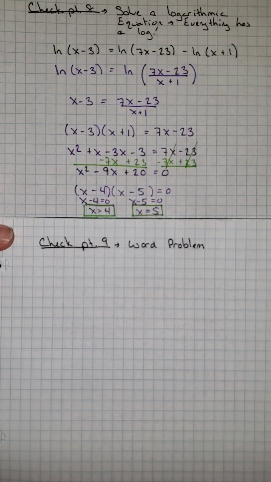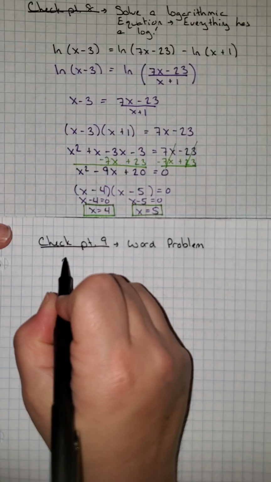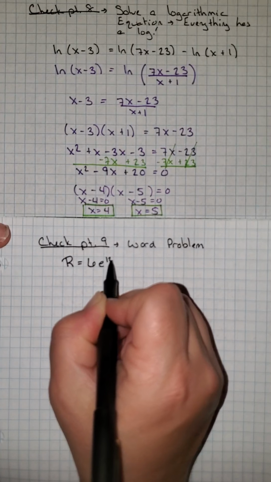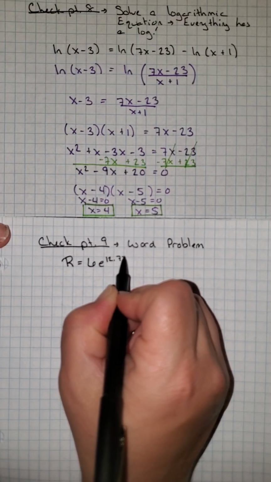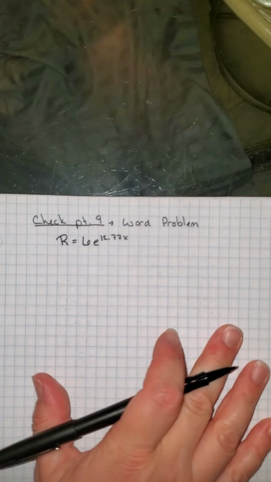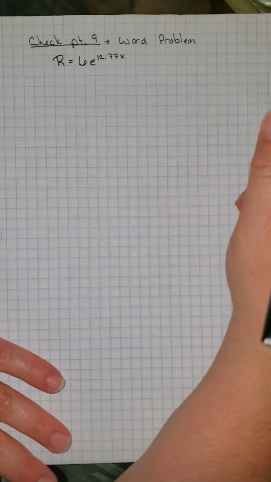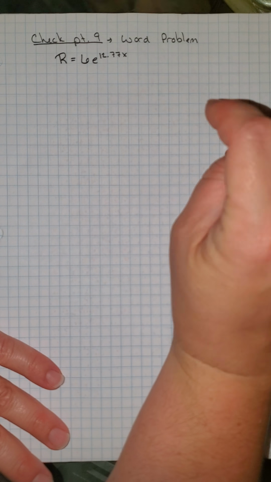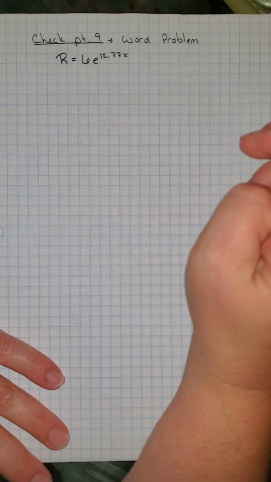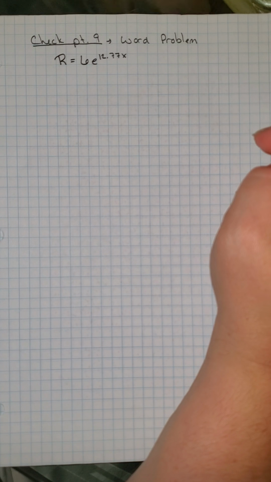And in it we have a formula. That formula is R equals 6e to the 12.77x. Alright, so it says use the formula in example 9 to answer this question. What blood alcohol concentration corresponds to a 7% risk of a car accident?